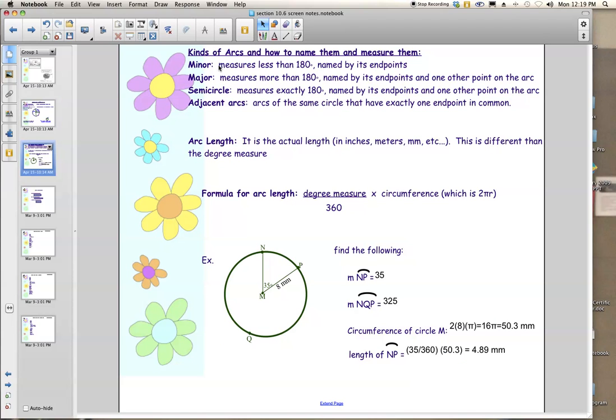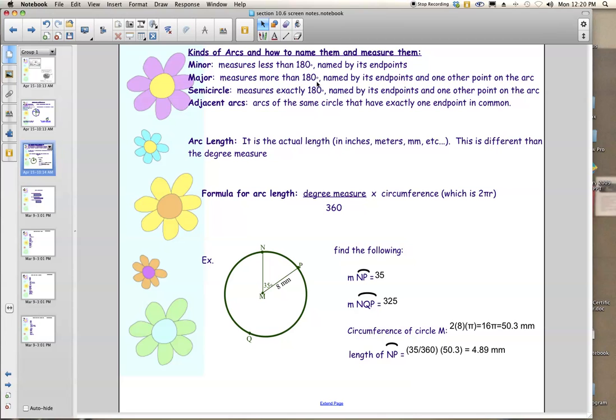We name arcs based on the size of them. If they are a minor arc, in other words, they are less than 180 degrees, and less than half of the circle, we name them by their endpoints. For example, this would be arc NP. It's less than half the circle, so we just write NP with an arc symbol over the top.